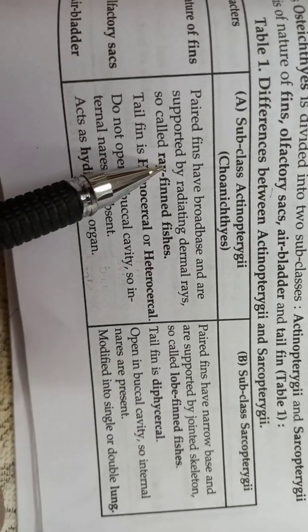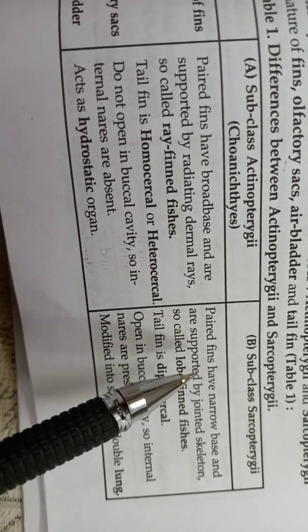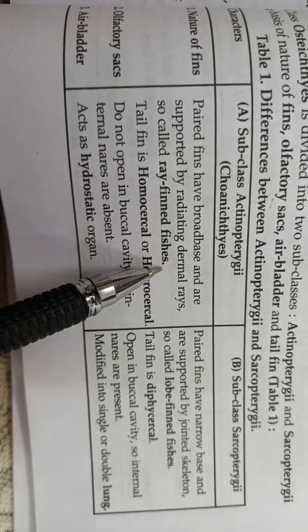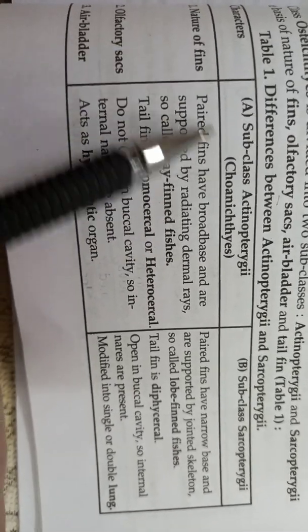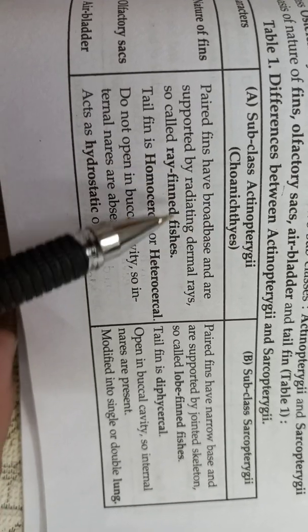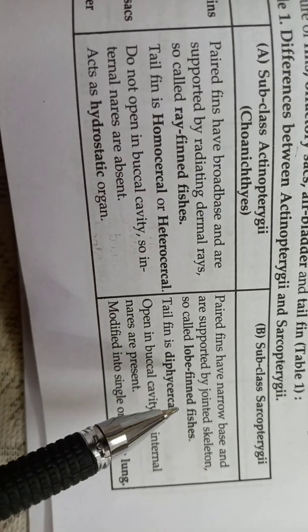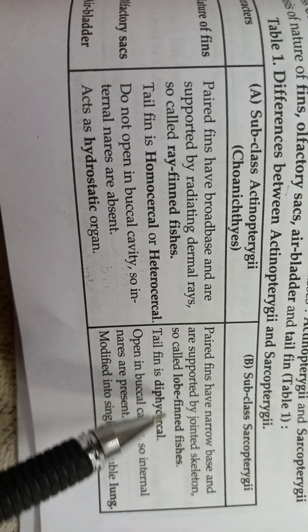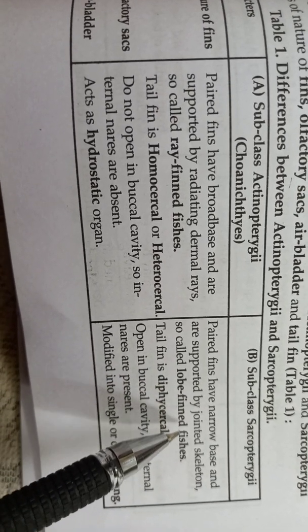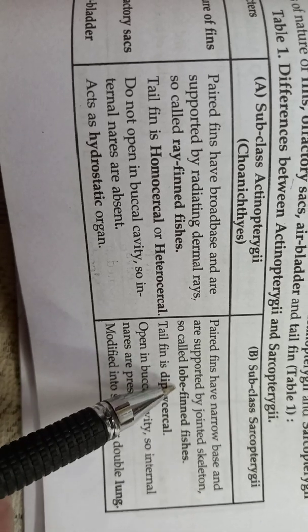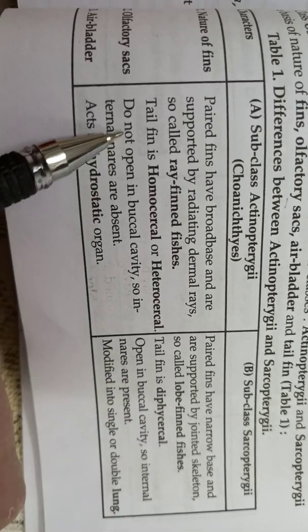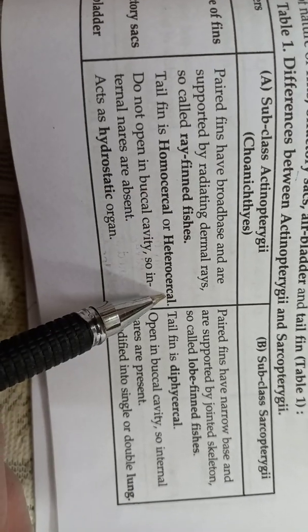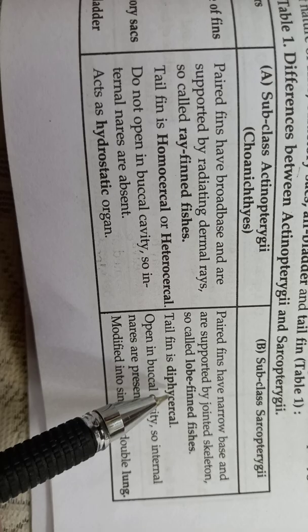Here they are supported by radiating dermal rays, by a jointed skeleton. They are called the ray finned fishes. So you should know that the Actinopterygii are the ray finned fishes, whereas the Sarcopterygii are the lobe finned fishes. They are called lobe finned fishes because their fins are lobe like. And the tail is homocercal or heterocercal, whereas here the tail fin is diphycercal.